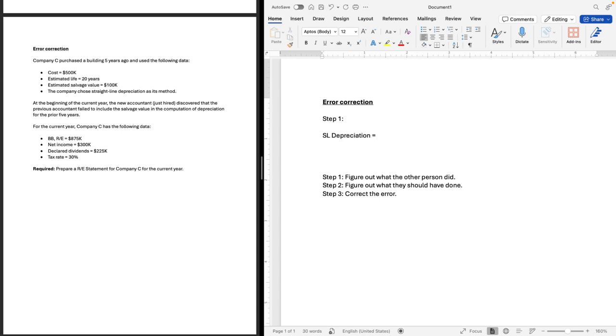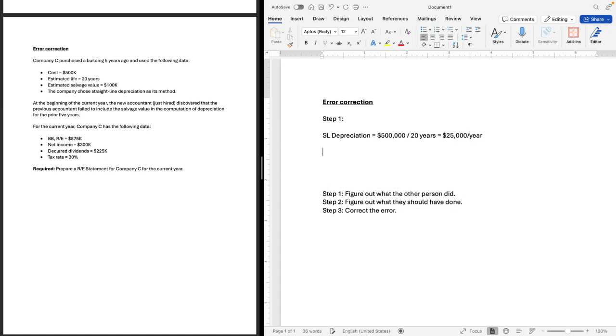They did the cost of $500,000 and they divided by the estimated life of 20 years. Notice in the problem there's a salvage value of $100,000. But the problem also clearly says that the old accountant didn't do that. Okay, so they did straight line depreciation of 500,000 divided by 20 years. So they had depreciation of 25,000 per year. So what were they doing? They were debiting depreciation expense for 25,000 and they were crediting accumulated depreciation for 25,000.